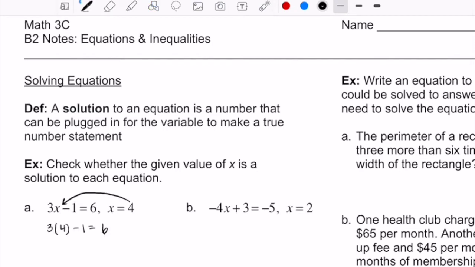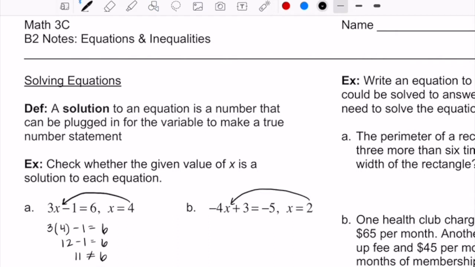x. So you can see here in the first equation, I plugged the 4 in for the x, and now I'm going to simplify the left side of the equation and see if it equals 6. And 12 minus 1 gives me 11, and 11 does not equal 6. We're being asked to check whether the given value of x is a solution, and so for this one, we'll conclude no. No means that 4 is not a solution to that equation.